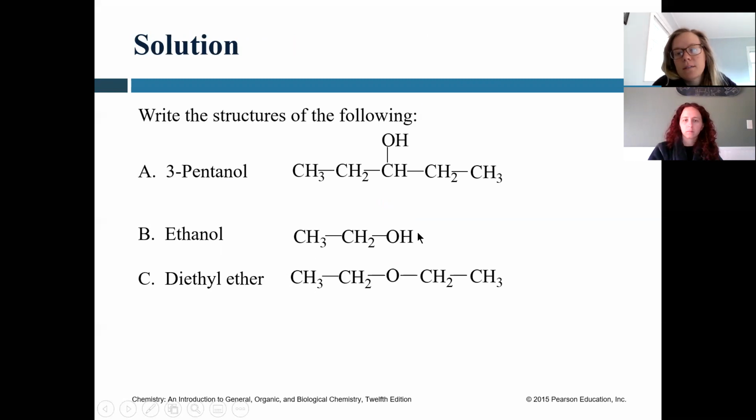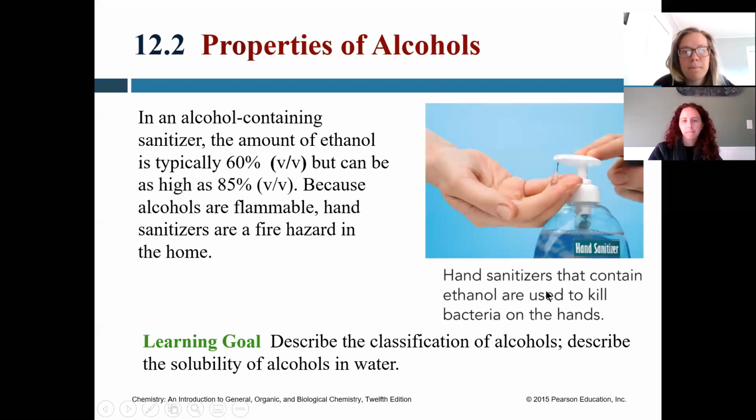So sometimes you'll see it like this. Okay. Any questions on that, on naming those? Not too bad if you know the system, right? If you know the system, you just follow it, you should be good.